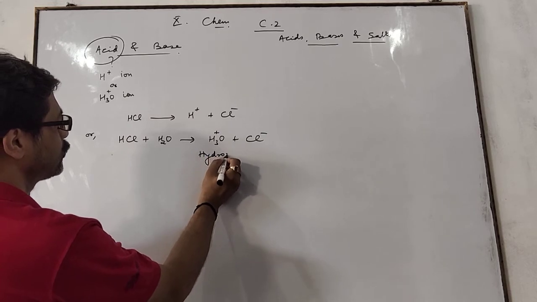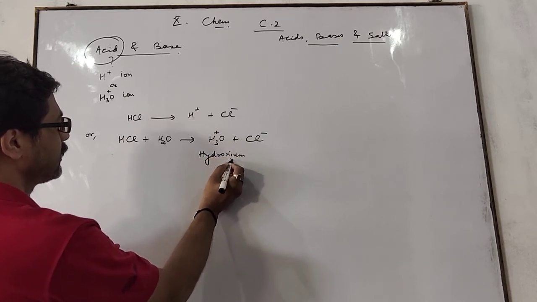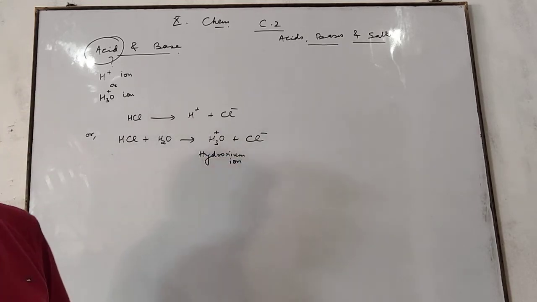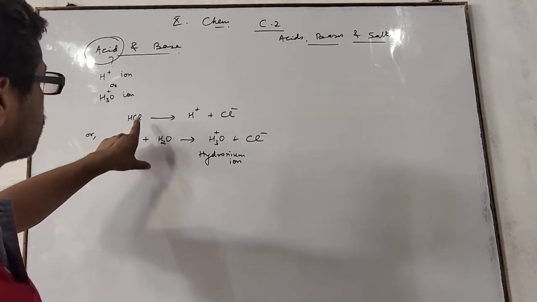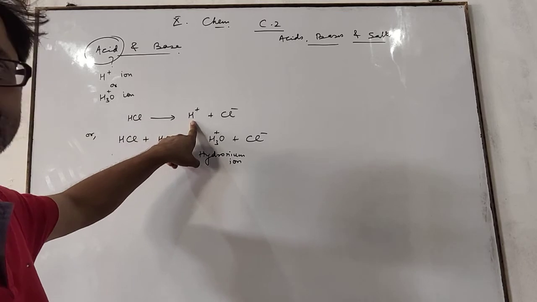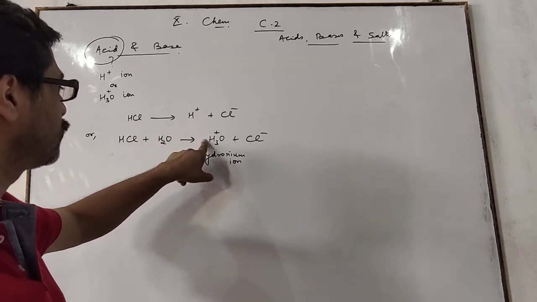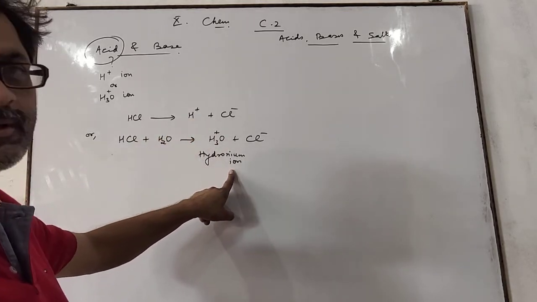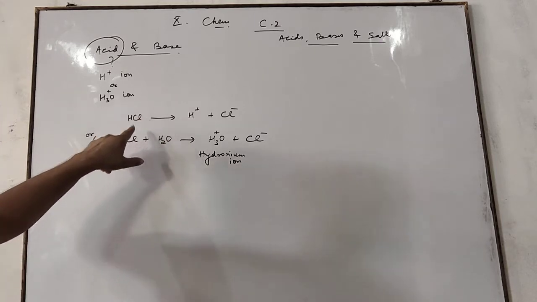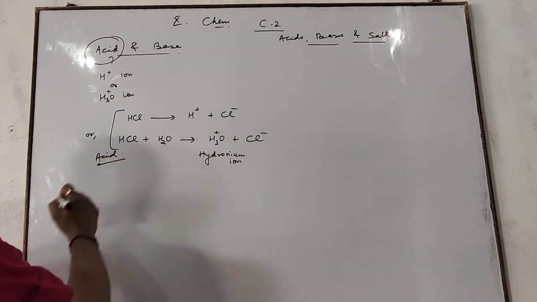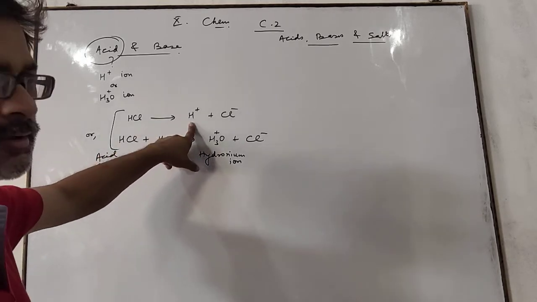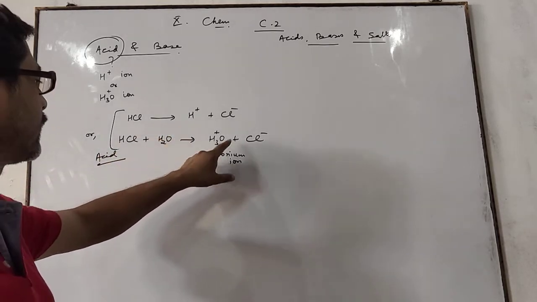What is this H3O plus? This one is the hydronium ion. Those compounds which give H plus ions, or you can say H3O plus ions, hydronium ions, in water are called acids. So HCl is an acid because it gives hydrogen ions, or you can say hydronium ions.